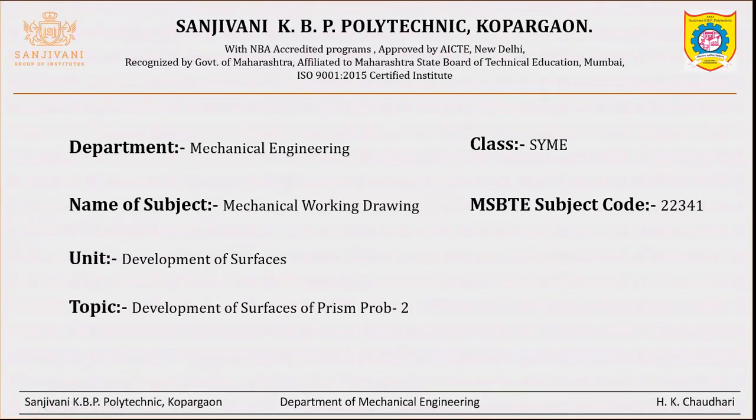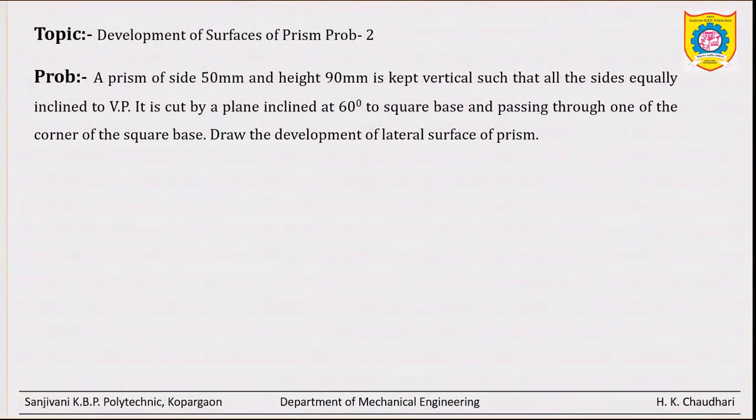Hello friends, today we will discuss one another problem on development of surfaces of prism. So for that, consider this problem. A prism of side 50 mm and height 90 mm is kept vertical such that all the sides are equally inclined to VP. It is cut by a plane inclined at 60 degree to the square base and passing through one of the corners of the square base. Draw the development of lateral surface of the prism.